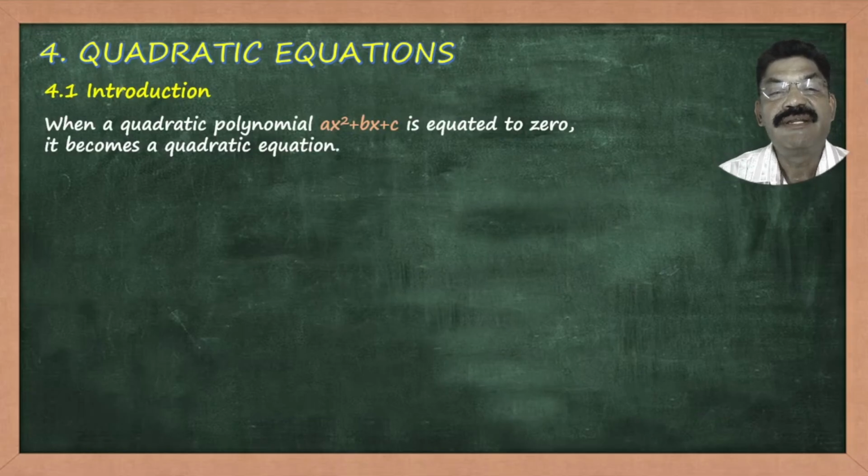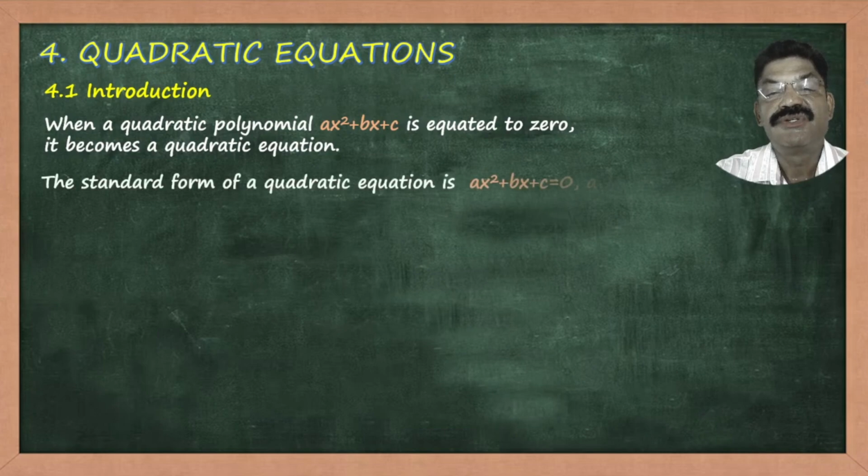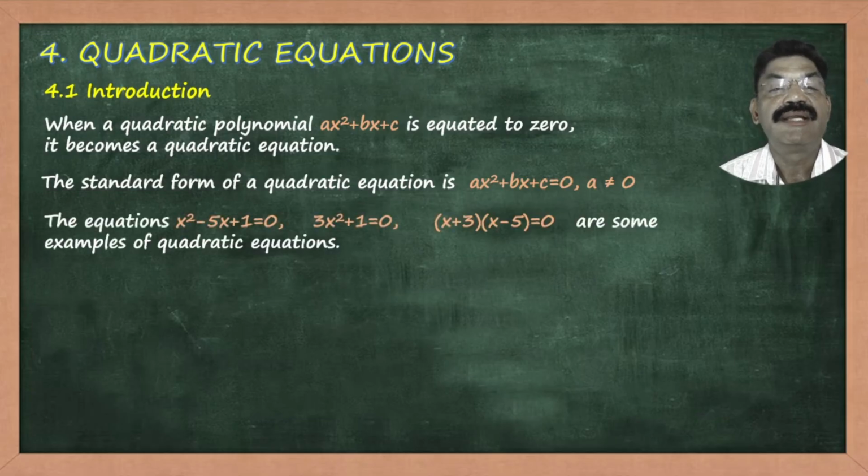So a quadratic polynomial is ax squared plus bx plus c. If it is equated to 0, we get ax squared plus bx plus c equal to 0. Here the condition is a not equal to 0, because if a is equal to 0, it is no longer a quadratic equation. Okay. So here are some examples.